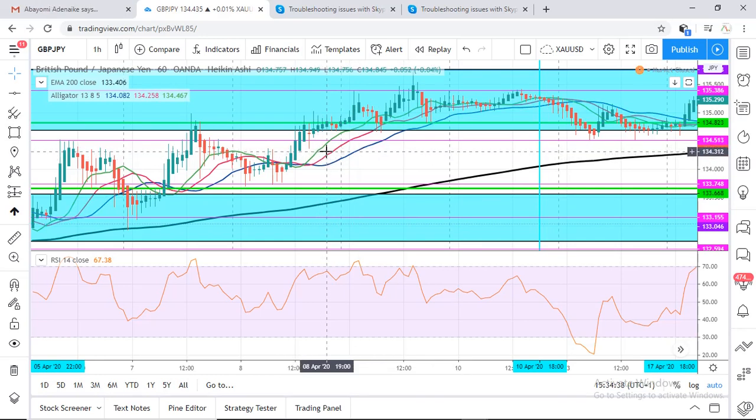Once it crosses the red, you buy. If it crosses the red downward, you begin to sell. At the point it crosses this red downward, you begin to sell.